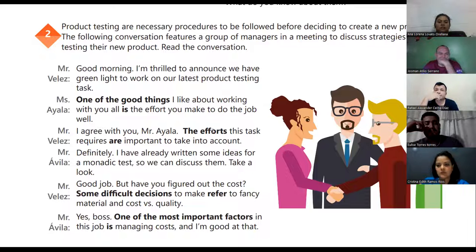Bien, vamos a ver. The efforts, this is easy. The efforts, is it singular or is it plural? Plural, so I'm going to use plural form, okay. What about some difficult decisions? Plural. What is the subject here? Decisions, okay. Pero tiene un adjetivo calificativo. No es cualquier decision, ¿verdad? No son todas las decisions. Son difficult. Algunas. Pero no todas las difficult. Only some of them. ¿Vemos?